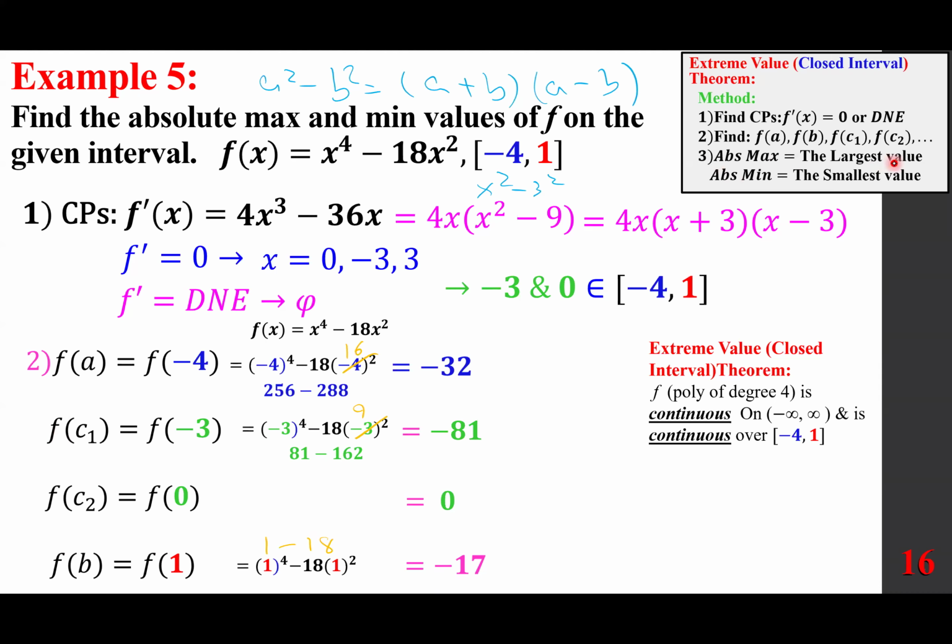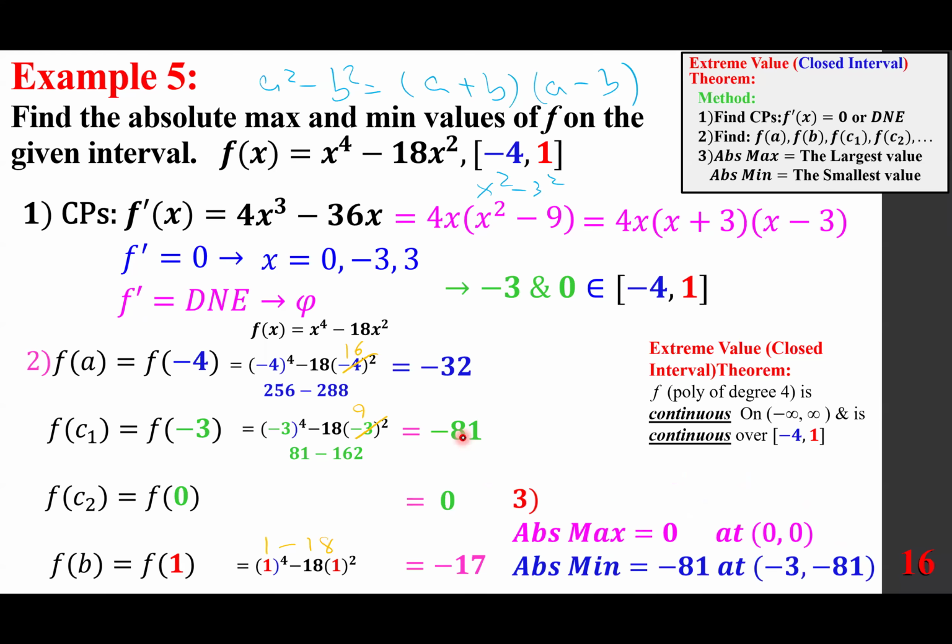Absolute max is the largest one, and all of them are negative except this one, so the absolute max is 0 at this pair. Absolute minimum is the smallest one. Absolute minimum is negative 81 at this pair. We write: absolute maximum is 0 at 0, 0. Absolute minimum is negative 81 at negative 3, comma, negative 81. Again, the way you write it is the way they want you to write, so you follow that for full credit.